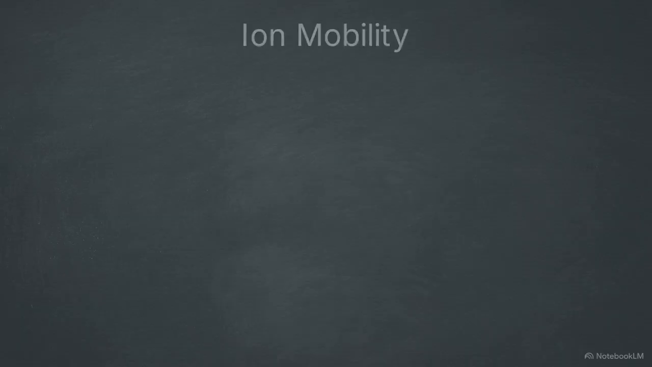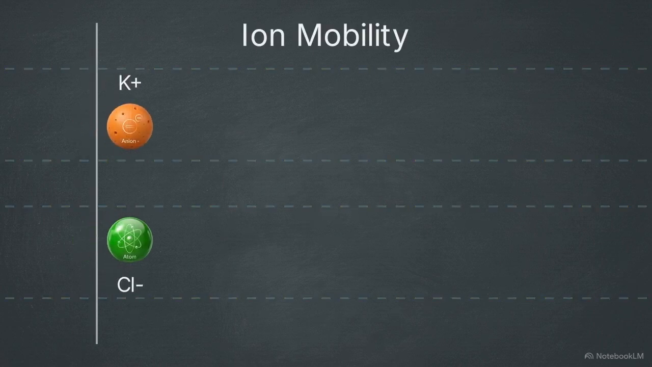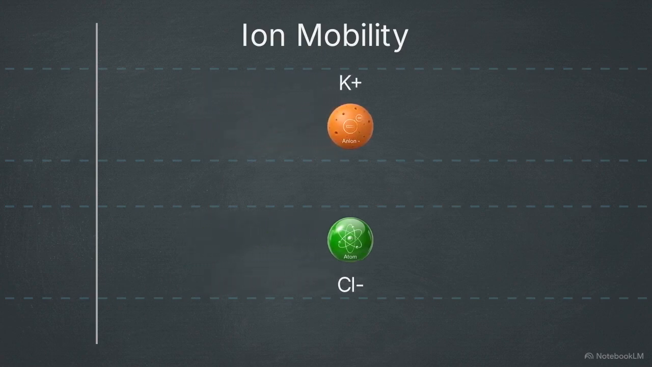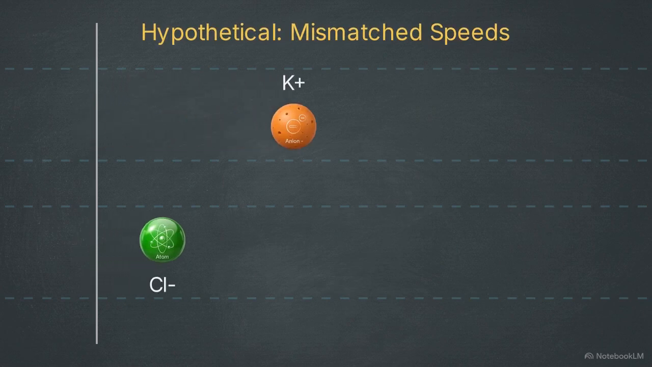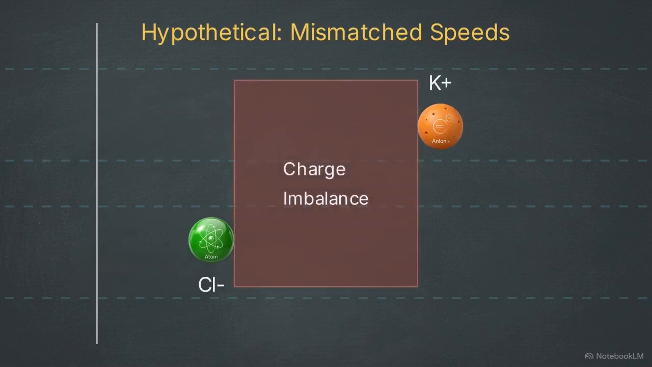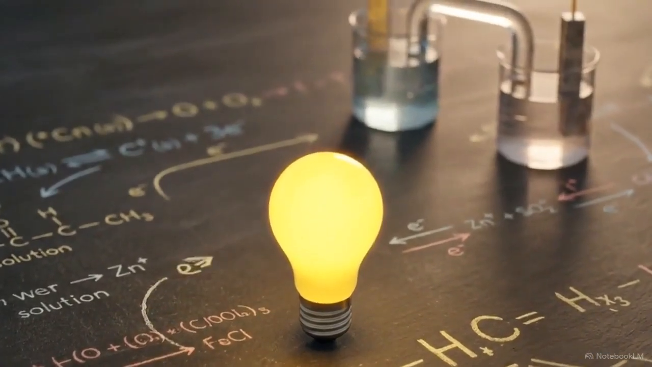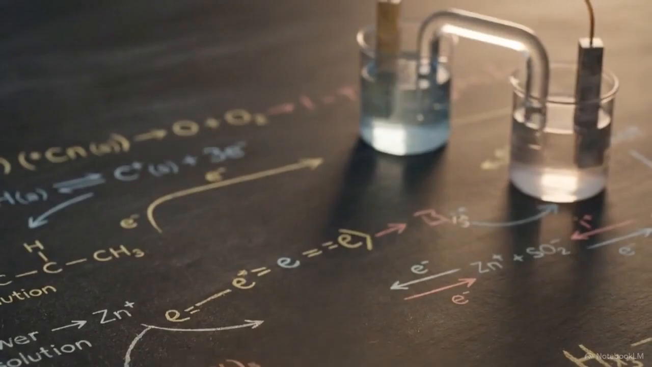The answer lies in ion mobility. Ion mobility is a metric defining the speed at which an ion moves through a medium under an electric field. Potassium and chloride ions are selected because they travel through the gel at nearly identical speeds. If they moved at different rates, a new charge imbalance would simply form inside the bridge itself. Perfectly matched ion mobility provides a seamless internal circuit. It prevents secondary junction potentials from forming and sustains the cell's continuous electrical output.